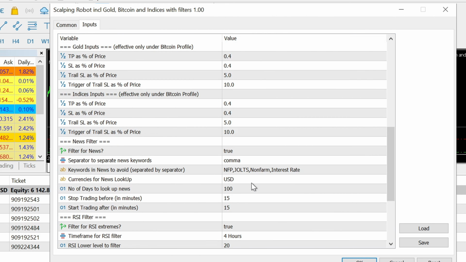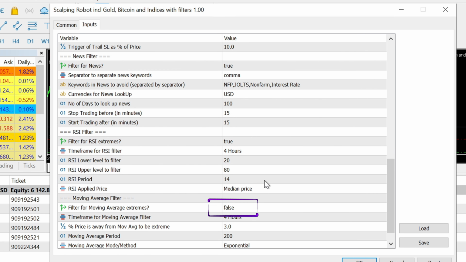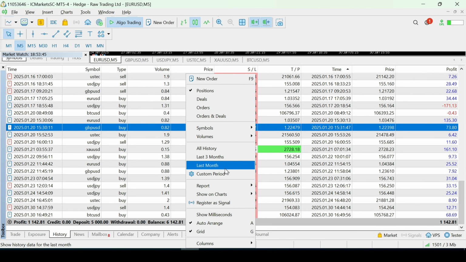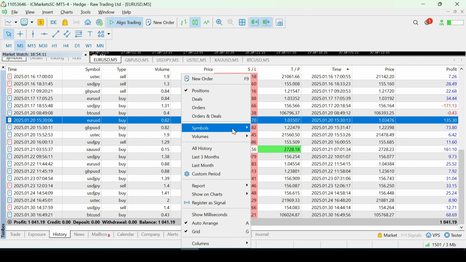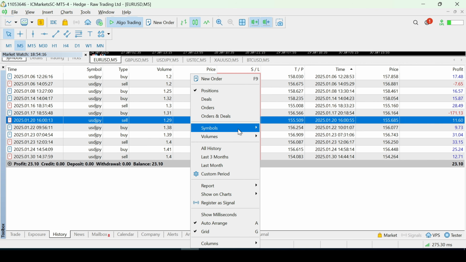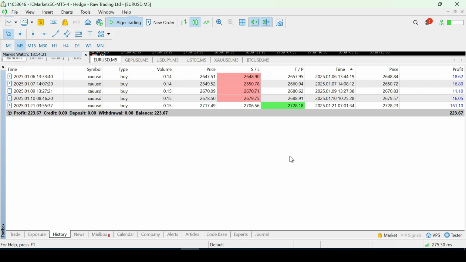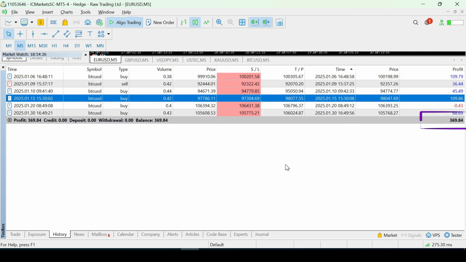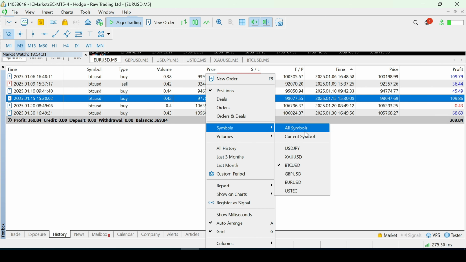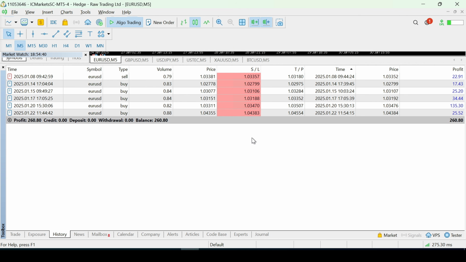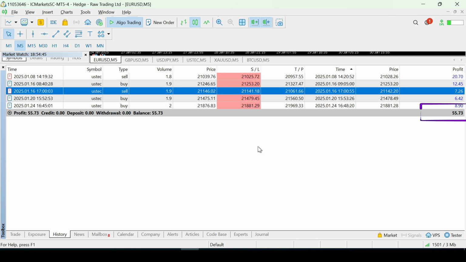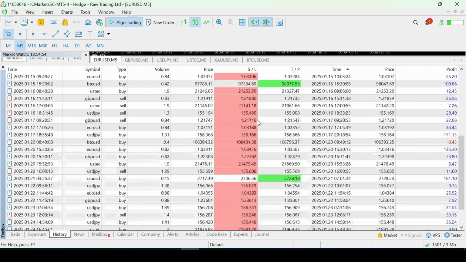News filter on to avoid NFP, JOLTS, non-farm payroll, and interest rate, and only for USD currencies because that moves the market really rapidly. I'm applying the RSI filter, but not the moving average filter currently. And then if you look at the results, from the 1st of Jan until today, the 30th, the EA has made about 21% profit. Looking by pairs, we have 1% on USDJPY, 4% on gold with a big trade of $161, 7% on Bitcoin because Bitcoin has been in a very strong trend, 2% on GBPUSD, 5% on EURUSD, again with one big trade, and 1% on Nasdaq. Altogether 50 trades that are amounting to 21% profit.